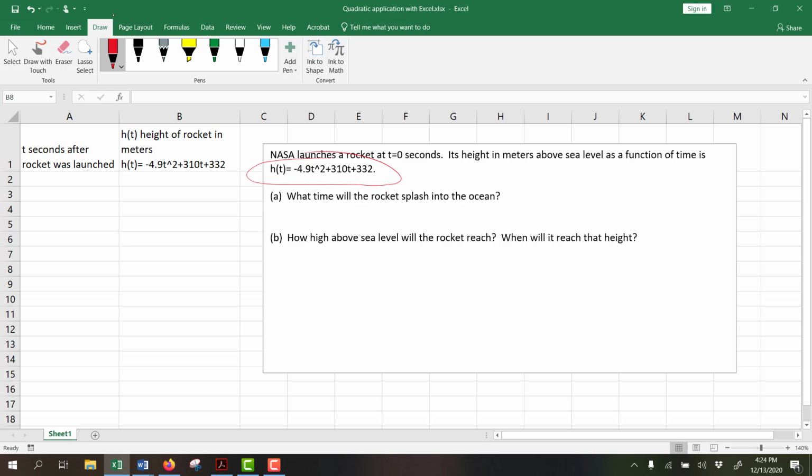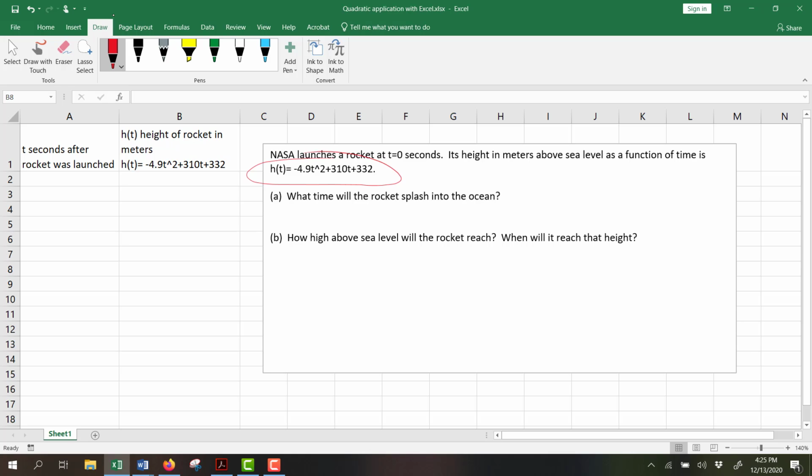We're first asked to find the time when the rocket splashes into the ocean, and second, we're asked to see how high above sea level it will reach, so the highest it will get. So we're going to create an input-output table and graph, and we're going to use Excel to help us identify the answers to these questions.